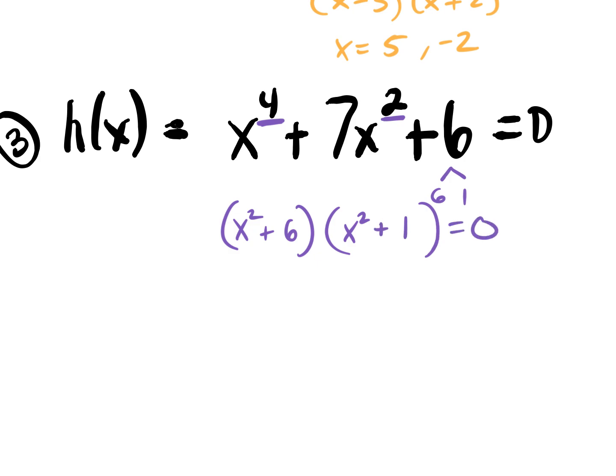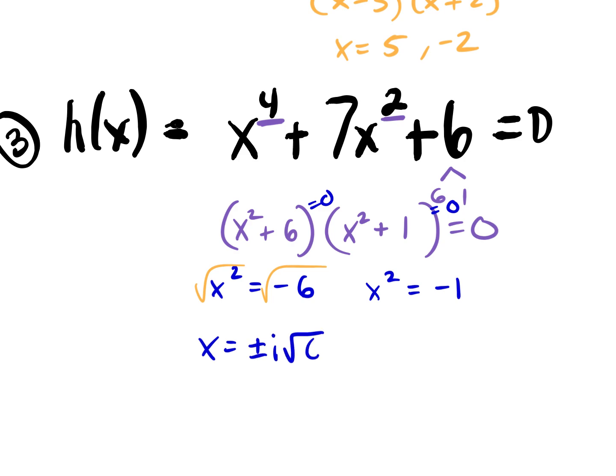Now let's finish solving. Let's find our zeros. What would we do next? Set them equal to 0. So x squared, I'm going to subtract 6 over, so equals -6. And x squared equals -1. What would we do next? Square root both sides. So x equals what? Plus or minus i square root 6. Plus or minus i square root 6, perfect.